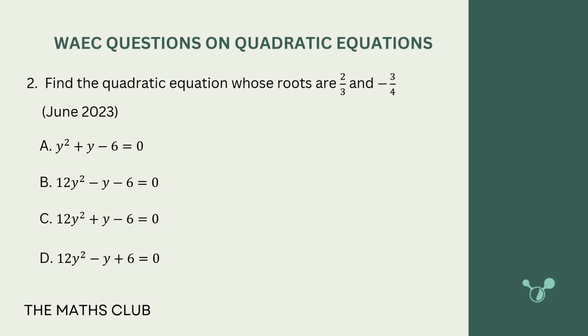Okay, so we have it in terms of y. So that should be option C: 12y squared plus y minus 6 is equal to 0.